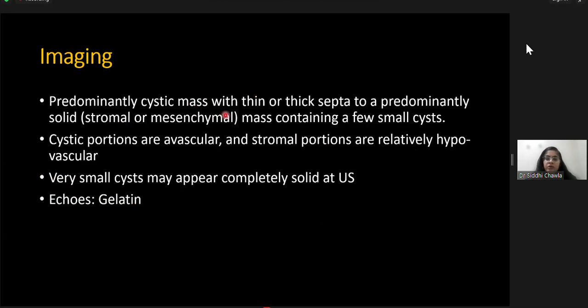On imaging, as I told you, it will be a cystic mass, and the cystic portions are avascular and the stromal portions are relatively hypovascular. Very small cysts may appear completely solid on ultrasound.